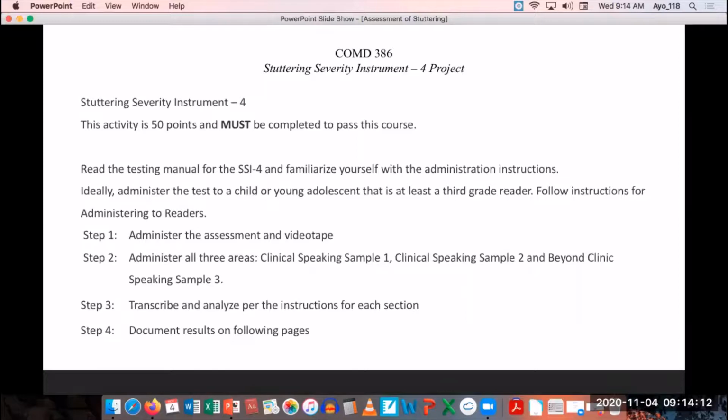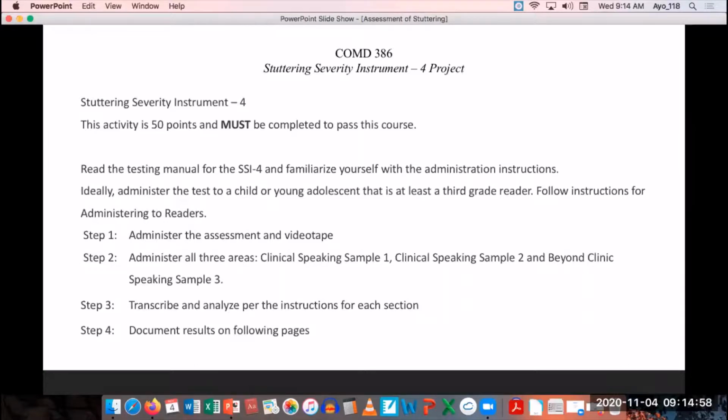Step 2, administer all 3 areas: clinical speaking sample 1, sample 2, and clinical speaking sample 3. Step 3, you're going to transcribe and analyze per the instructions for each section. Step 4, you're going to document results on the following pages and on the protocol sheet, which you do not have yet. I'm going to post this, okay? So I'm going to post the protocol sheet, so you're going to be able to have that for you. We don't have enough of these to be able to give everybody out, so I figure I'll just put it electronically.